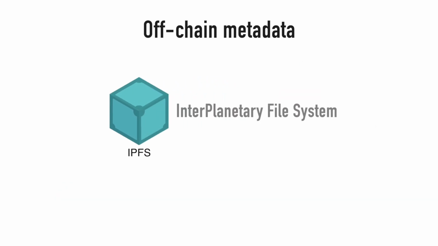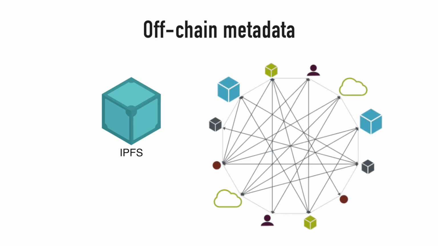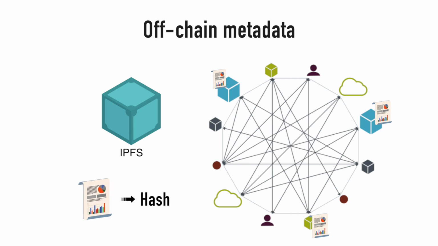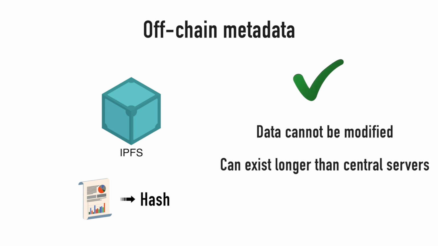IPFS is short for Interplanetary File System. IPFS is a peer-to-peer file storage system that allows content to be hosted across different computers, such that a file is replicated in many different locations. IPFS refers to files using a hash of their content, which means data is immutable. We cannot change the metadata once it's added to IPFS. And better availability. As long as there are nodes willing to host the data, it will continue to exist.